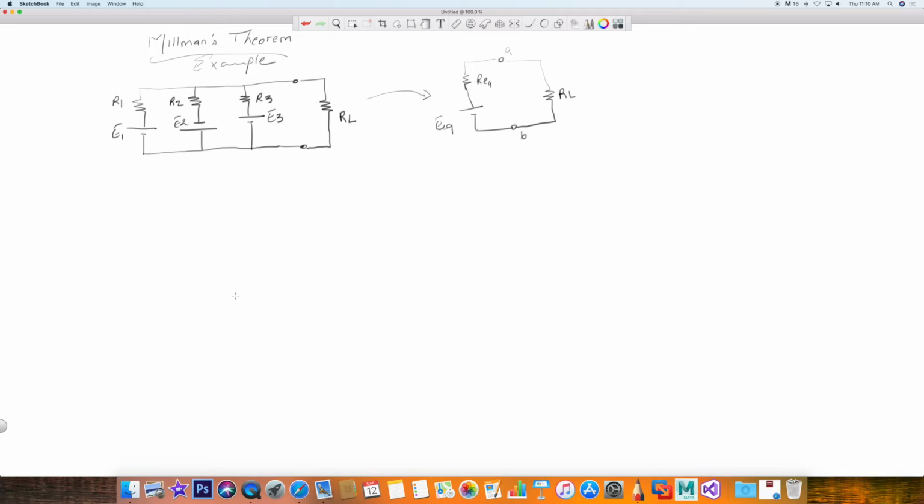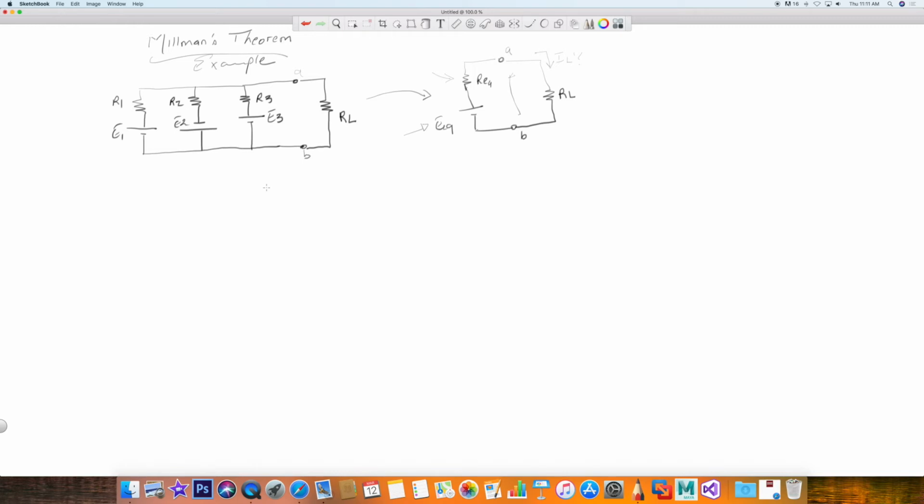Now, for Millman's theorem, the important part is to understand how do we find E equivalent and R equivalent. Then from there, once it's found, we could find, for example, what IL is, if that is a question, or what the VAB is while the load is in place, based on this example, okay? All right, so how do we look at any of this? Again, A and B is in here, all right?